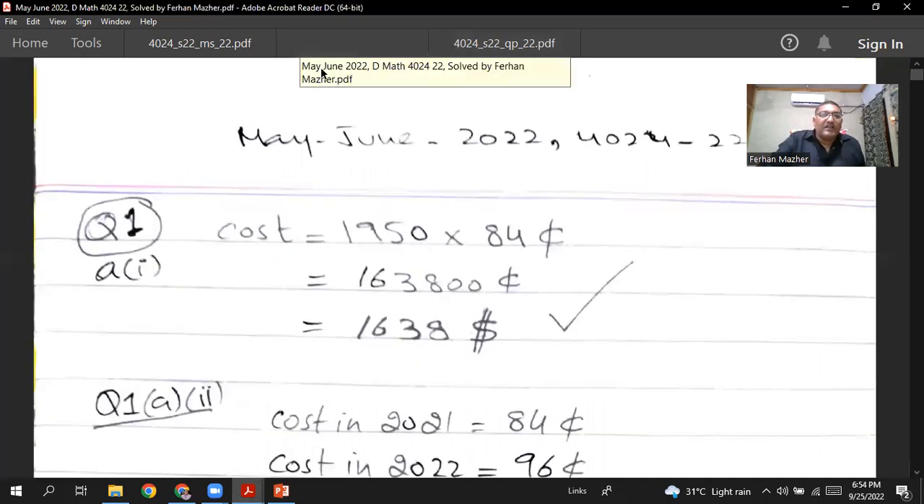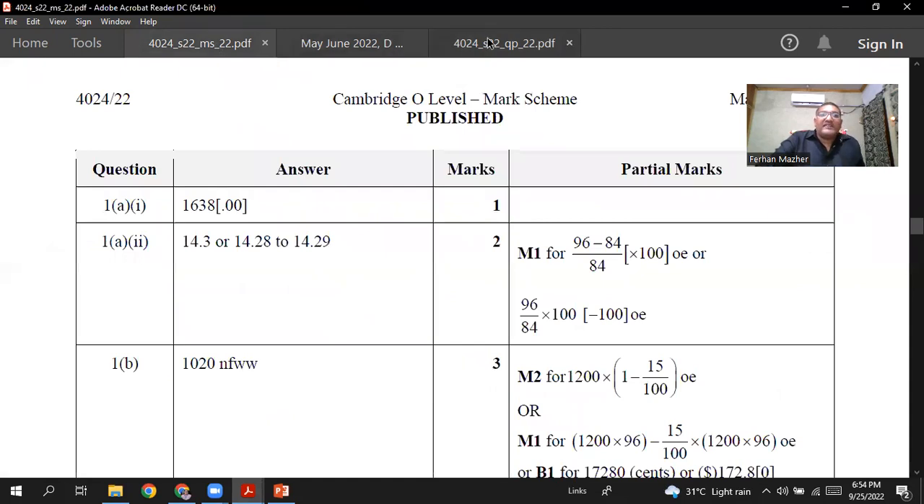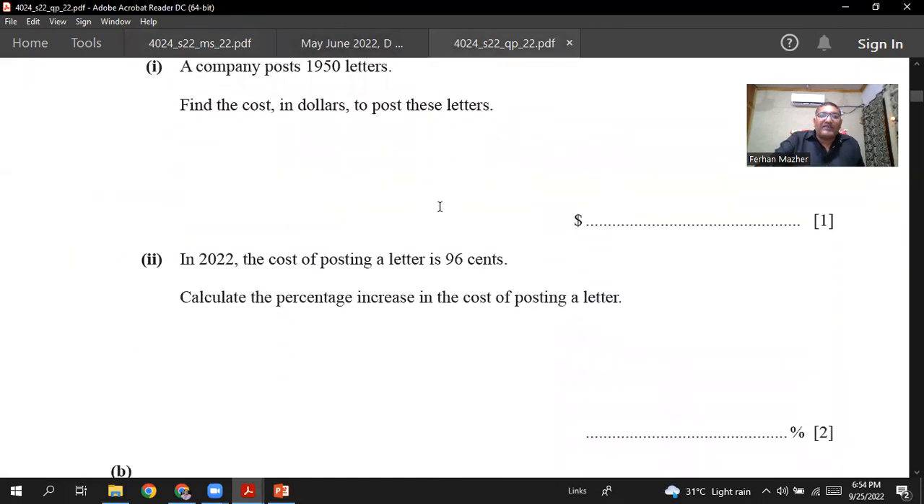Very simple. The cost is 84 cents and they have posted 1950 letters. Just multiply these two numbers with each other, you will get 163,800 cents. To convert cents into dollars, just divide the number by 100 because in $1 there are 100 cents. So you will have $1638. Let's check. Yes, the answer is right. Okay, so we are going to the next part.